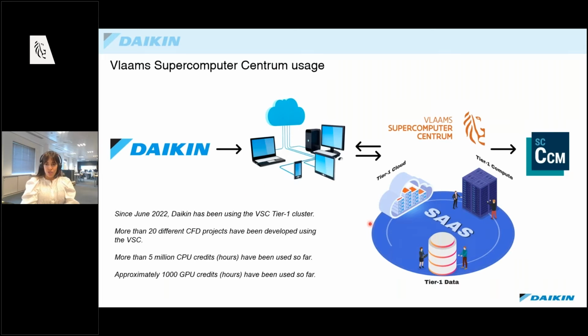Since June 2022, Daikin has been using the VSEC Tier 1 cluster, and during this time, more than 20 different CFD projects have been developed. More than 5 million CPU credits have been used, such as 1,000 credit hours. This type of network interface that we currently use allows us to count with a safe and constant connection to our license servers and the storage center and to Star-CCM itself, which of course has resulted quite helpful for us.